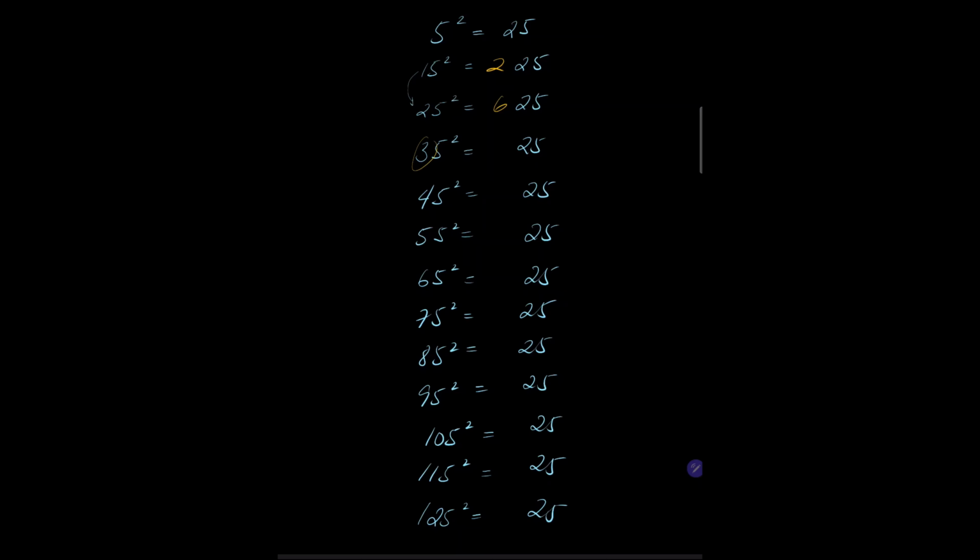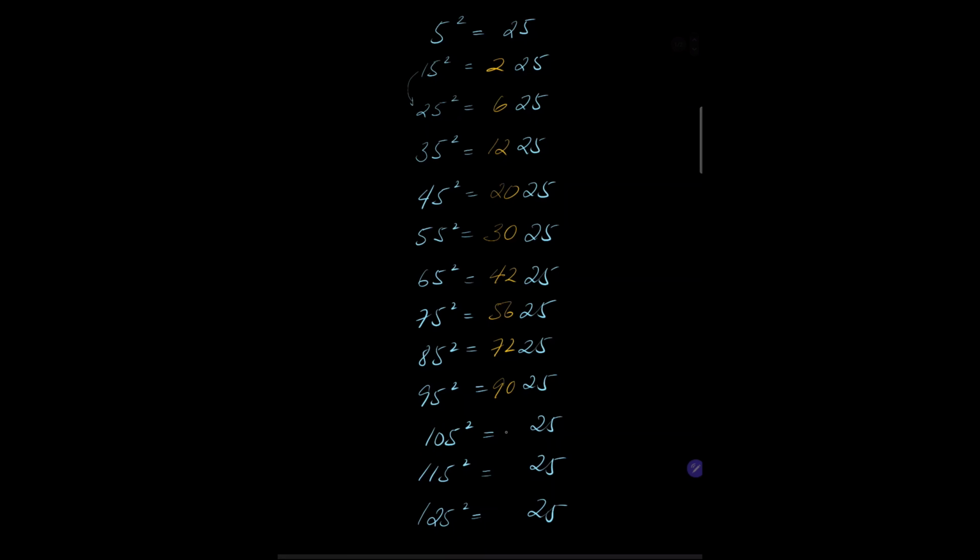35 squared, multiply 3 by 4, and that gives us 12. So the answer is 1225. 4 times 5 is 20, so the answer is 2025. 5 times 6 is 30, so the answer is 3025. 6 times 7 is 42. 7 times 8 is 56. 8 times 9 is 72. 9 times 10 is 90, so we write 90 here.